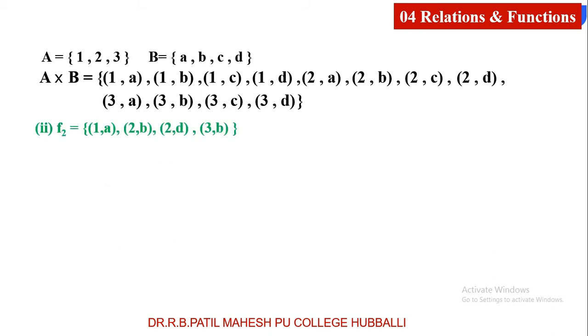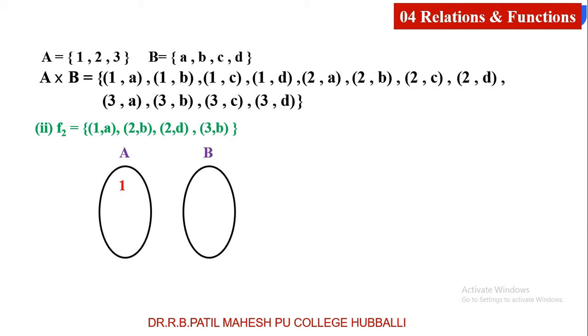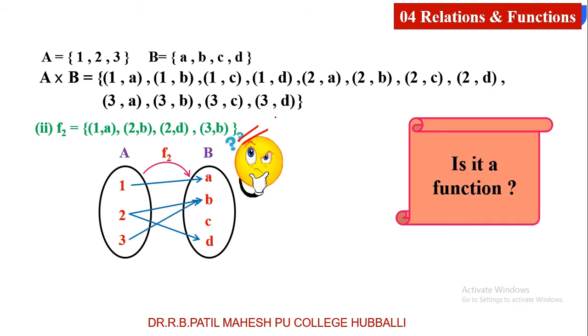F2 is {(1,a), (2,b), (2,d), (3,b)} as we have. So consider its arrow diagram. Elements of the set A are 1, 2, 3 and the elements of the set B are a, b, c, d. Now look at the relation F2. 1 is related to a, 2 is related to b, 2 is related again to d, 3 is related to b. Dear students, again I am asking you, is this a function? What is the definition of function?